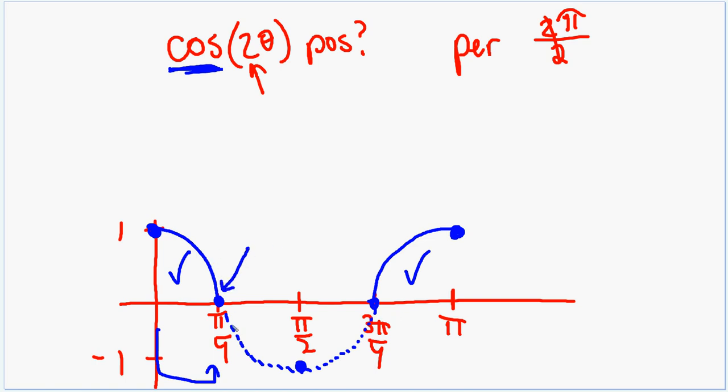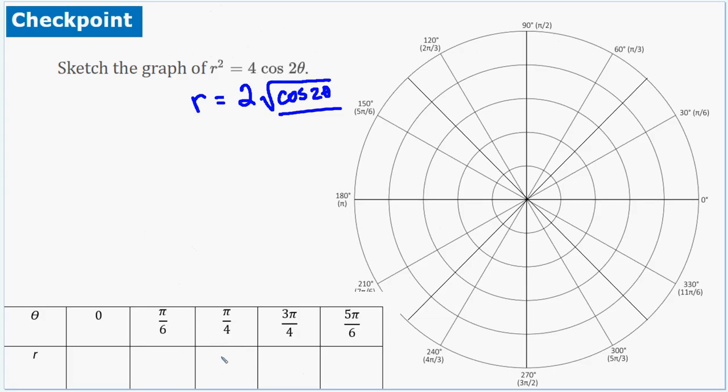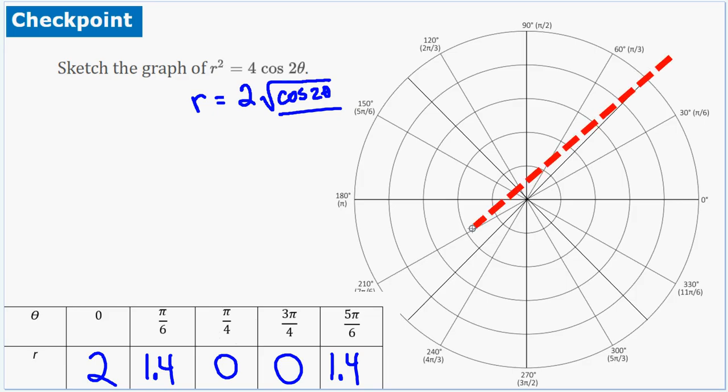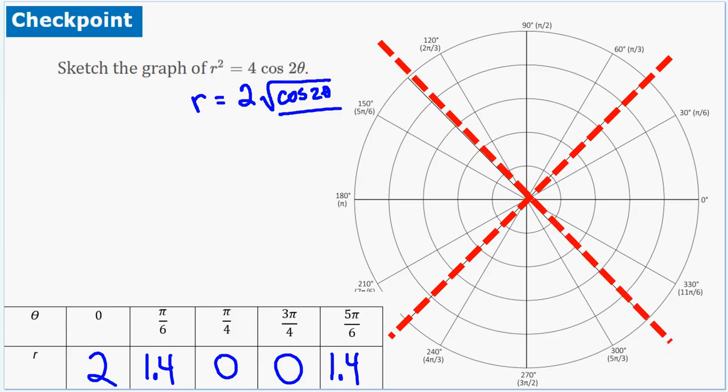And notice on the graph we crossed the x-axis at 1/4 and 3/4 pi. So here at 1/4, 0. 3/4 is also 0. All right, and when the 0 goes in, a 2 comes out. Pi over 6 goes in, we get about a 1.4. 5 pi over 6 goes in, and we get the same 1.4. So if I want, I can plug in some asymptotes. We got a 0 at quarter pi, so there's quarter pi, and another one at 3/4. So there are some lines we will not cross.